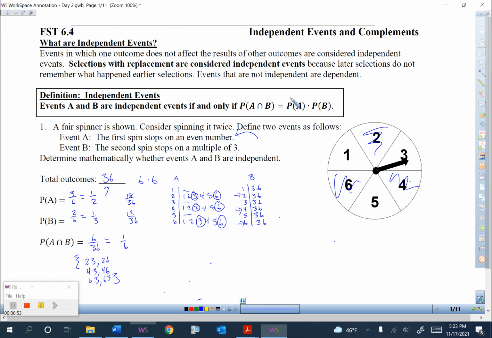Here's what we're going to do, though, to show or mathematically prove that this is happening. Our definition says the probability of A times the probability of B should be equal to the intersection's probability. And so we're going to take our 1/2 and multiply it by our 1/3 and compare it to the 1/6. If they are equal, then our events are independent. If they are not equal, then our events are dependent. So 1/6 for this one is equal to our 1/6. That's our proof to show they're independent like we thought they were going to be.